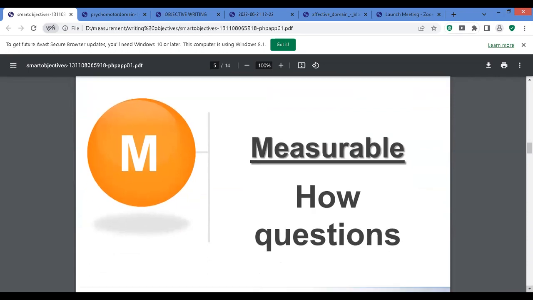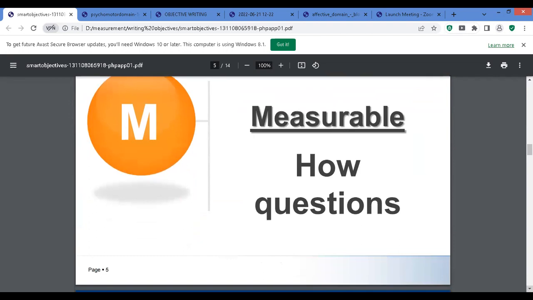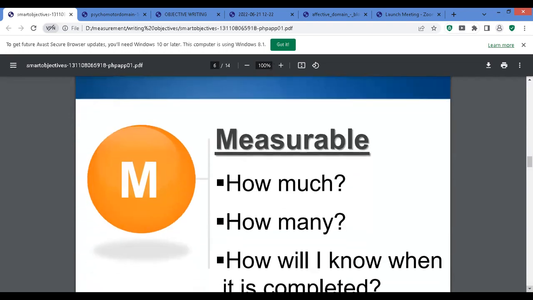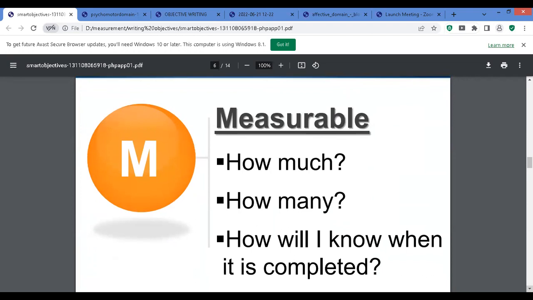And it should be measurable, right? That's where you ask the how questions, like how much or how many. If you expect the students to write sentences, how many sentences? If you expect your students to build something using some scientific knowledge, how many things do you expect from them? If you expect your students to run, how far do you want them to run? Things like that. How will I know when it is completed?